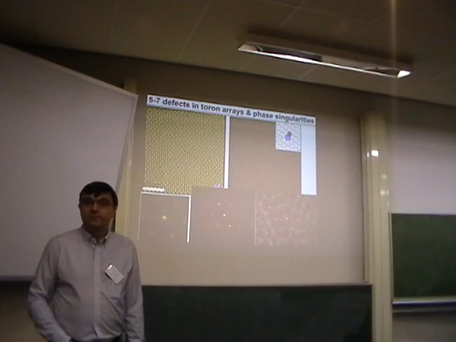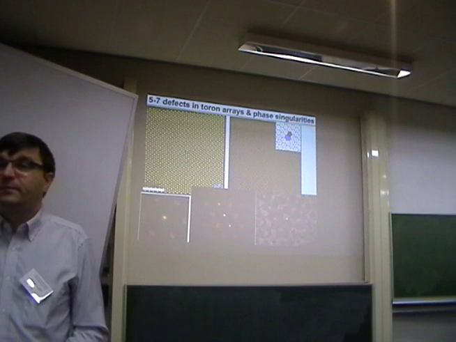When you do the 3D imaging of the toron, your imaging beam has huge electric fields. Does that not disrupt the toron itself?